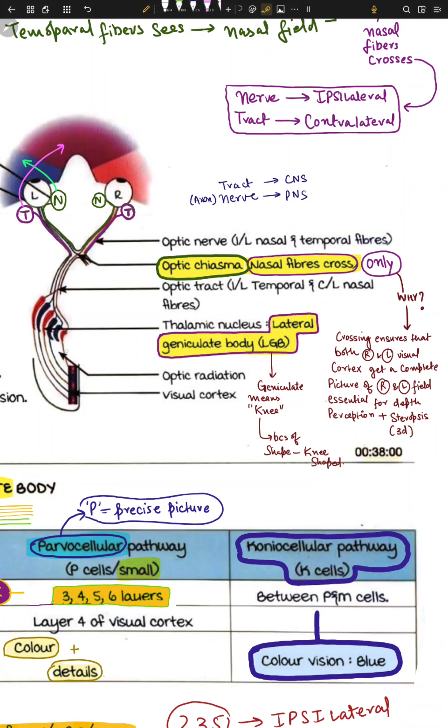This is a relay station, a gateway to your cortex. Once your tract is inside this thalamus nucleus called LGB, lateral geniculate body, this nucleus produces something called optic radiation, and then this radiation eventually touches your visual cortex, right? Later on you can understand how your visual cortex works. I will come to this.